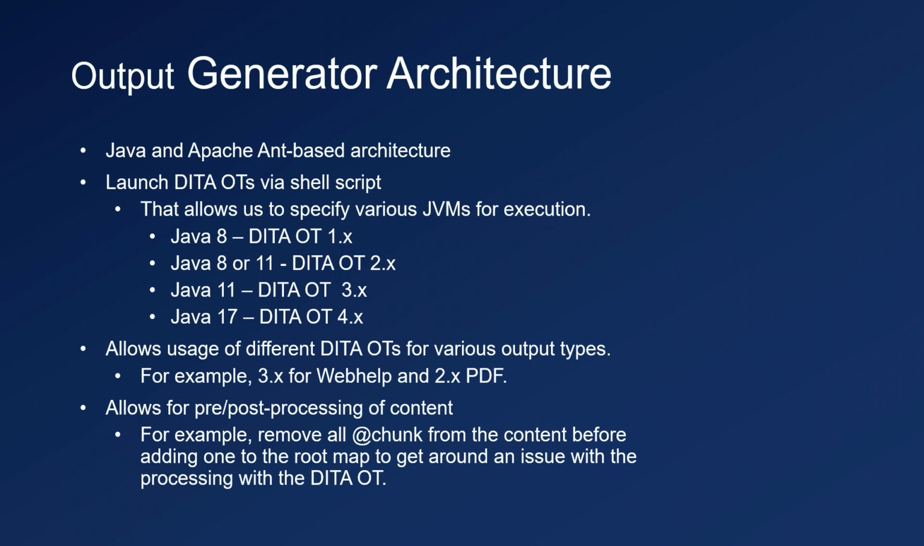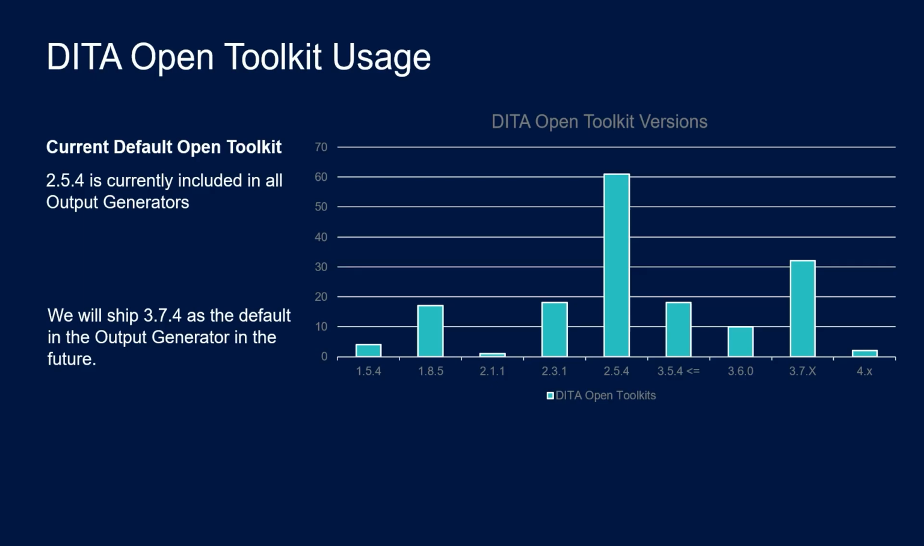And as part of our overall architecture as well, because it's Ant-based, we can do a whole bunch of pre-processing, massaging content ahead of time to get around, in certain cases, bugs in the open toolkit. One of them being the chunk one. If you put the chunk attribute on the root element and there's another chunk attribute in a submap somewhere, it just goes kaboom. So we clear everything out and then basically add the chunk and keep going.